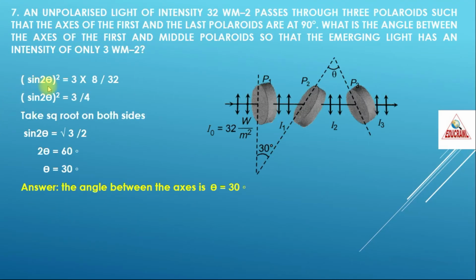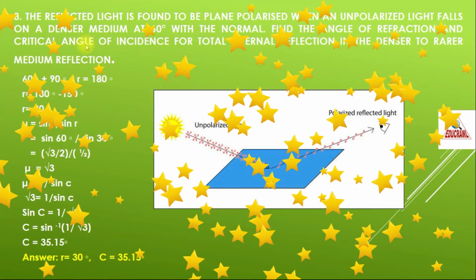Hence sin 2 theta the whole square is equal to 3 into 8 divided by 32, which is nothing but 3 by 4. We take the square root on both sides. Hence sin 2 theta is equal to root 3 by 2. When sin 2 theta is equal to root 3 by 2, 2 theta will be equal to sin inverse of root 3 by 2, which is nothing but 60 degree. So 2 theta is equal to 60 degree. Theta will be equal to 30 degree. So the angle between the axes is 30 degrees.